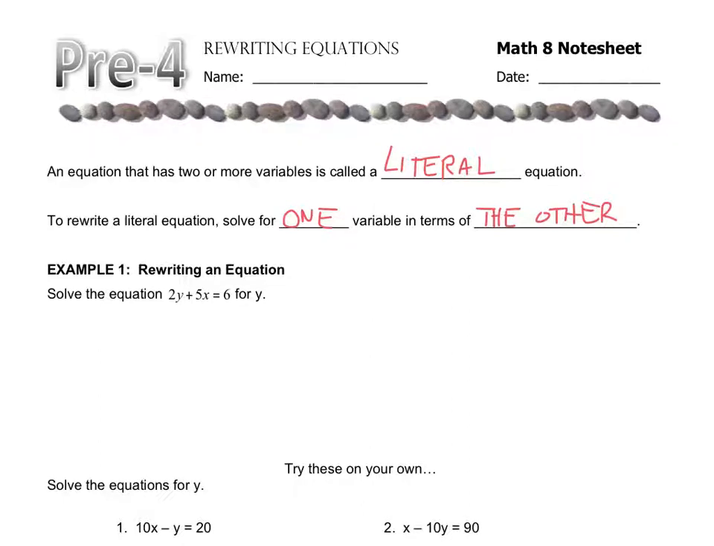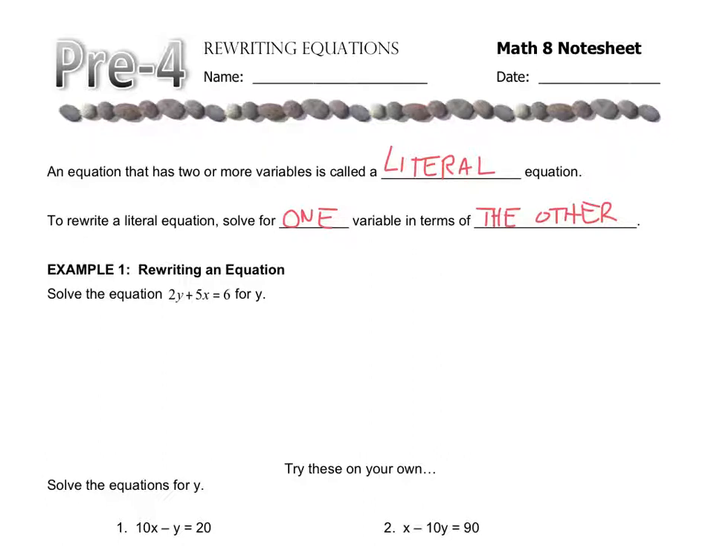This new skill that we're going to talk about is when we have an equation with two or more variables in it. These are called literal equations. To rewrite a literal equation, we're going to solve one of the variables in terms of the other ones. Basically that means we're going to get one of the variables all by themselves. We won't be able to get y equals 3 or x equals 15 or z equals 12, because we have more than one variable in it.